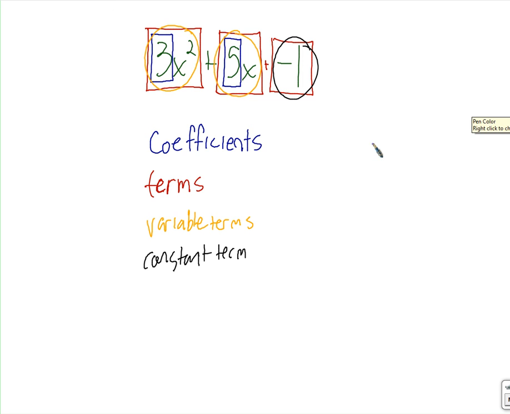Let me ask you this. If I were to add 2x plus 3x squared, what would that be? Justin? Don't you normally write the x squared first, though? What we normally do, sure. You could. You don't have to. But you normally do. But it doesn't change anything.